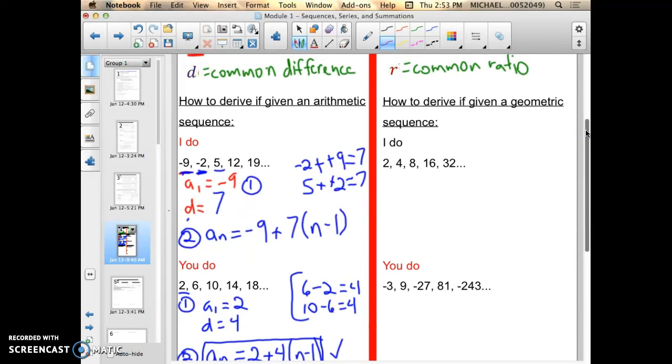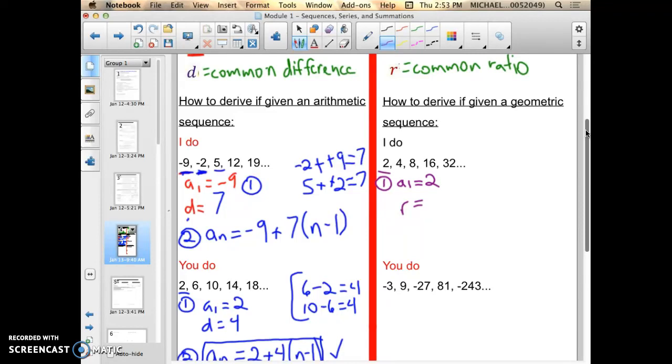So it's a similar process again. The first step is I have to identify a sub 1, and instead of d now, I'm going to have to identify the common ratio. So my a sub 1 is pretty simple. It's the first term listed. In this case, it's 2.